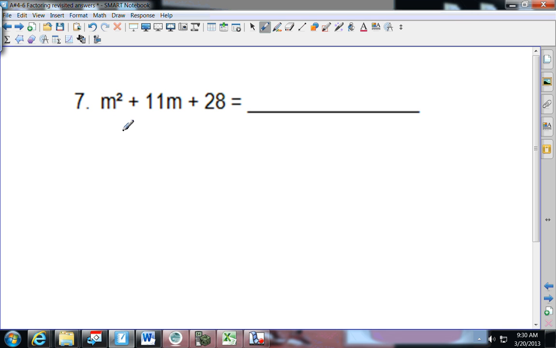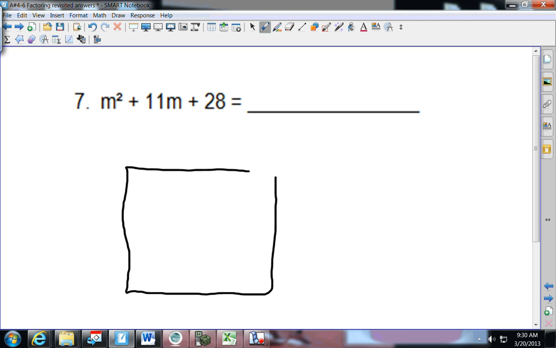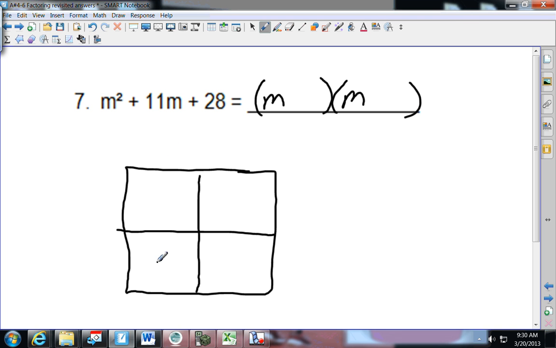First thing it says m squared. That means there's no GCF. So I'm going to draw my box. Now for some of you, again, you should be able to see maybe some of it you can do mentally. Because m squared splits up as m and m. I know that they're both positives right here, so it's going to be a plus and a plus. Maybe you can look here and see what are the factors of 28 that add up together to give you 11. If you can see that, you can put it in there and check in your calculator.